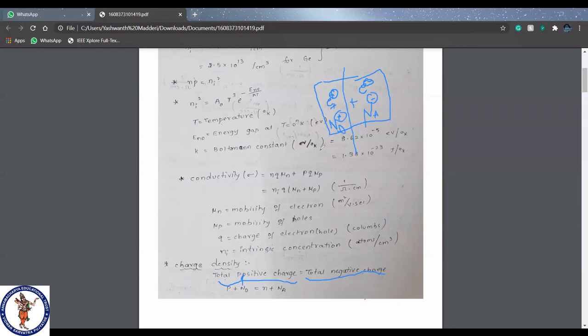Are equal. From this particular definition only, the intrinsic semiconductor definition comes into the picture. We don't have ND or NA in the case of an intrinsic semiconductor; both will be 0. If both are 0, then p equals n, which is nothing but the intrinsic semiconductor definition.